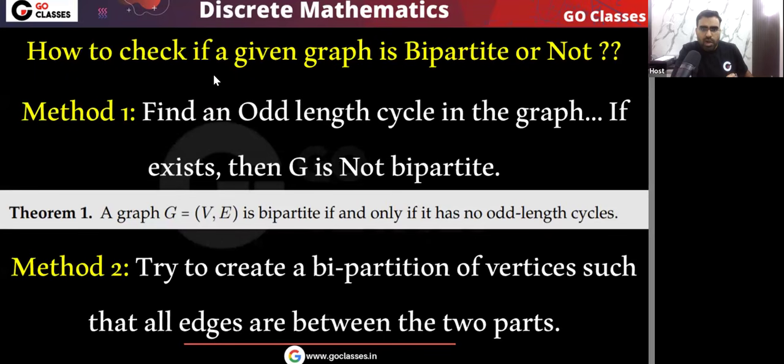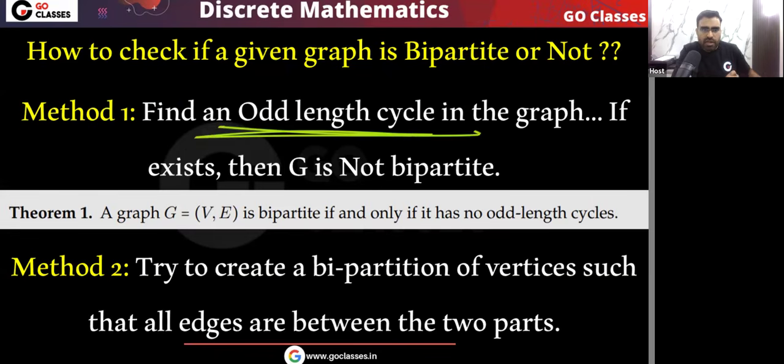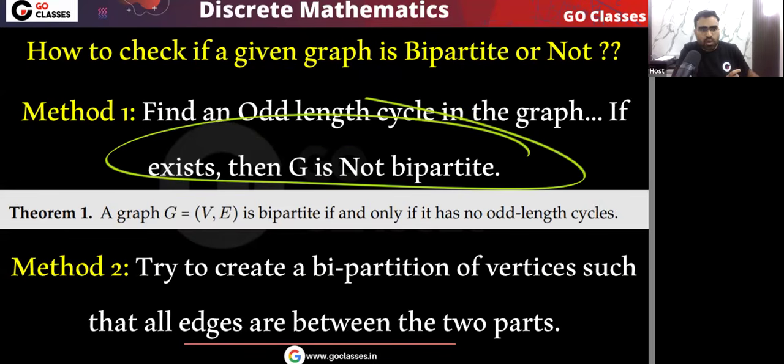Now let me tell you how to check if a given graph is bipartite or not. In the GATE exam they will give you some graph and ask you, is this bipartite? So there are two methods to check whether a given graph is bipartite or not. The first method is you find an odd length cycle in the graph. If there is an odd length cycle, for example a triangle, a 3 length cycle, 5 length cycle, 7 length cycle, and so on, then the graph is not bipartite.